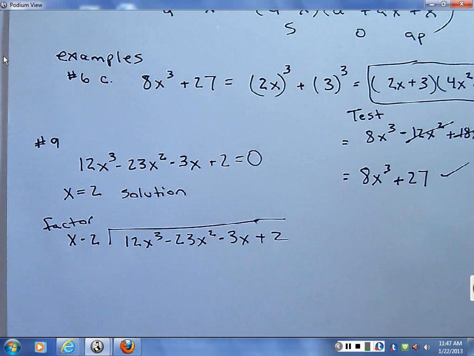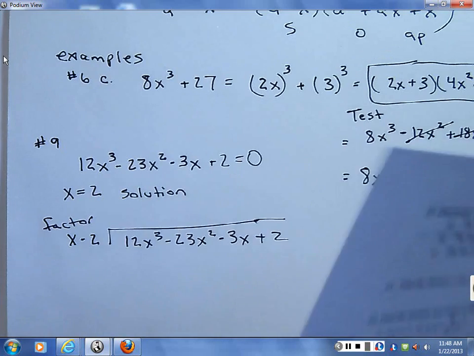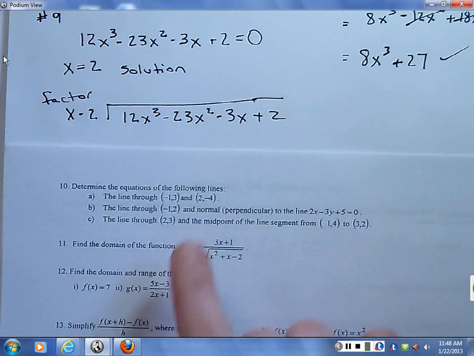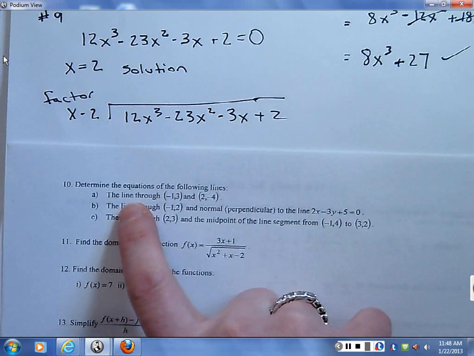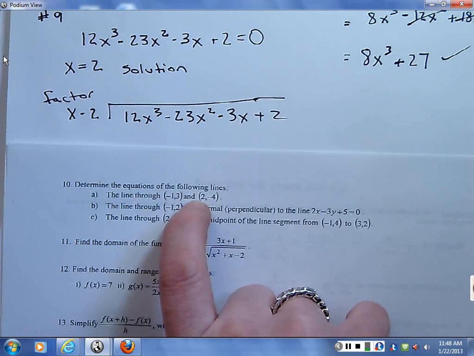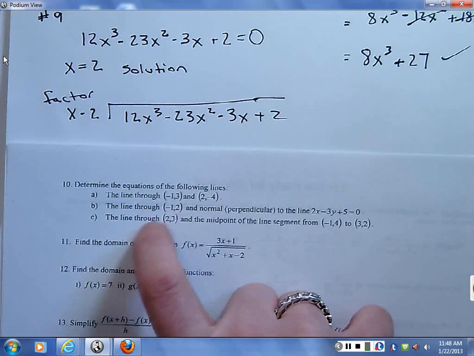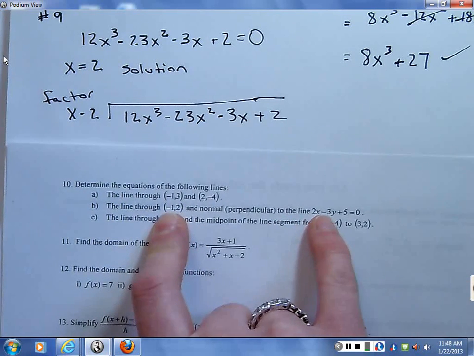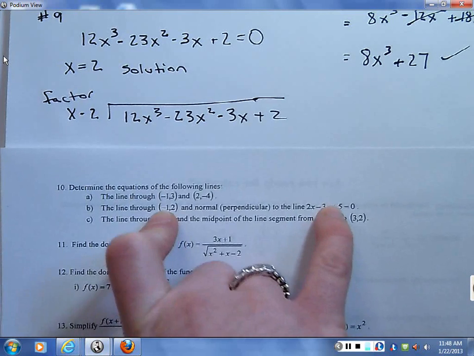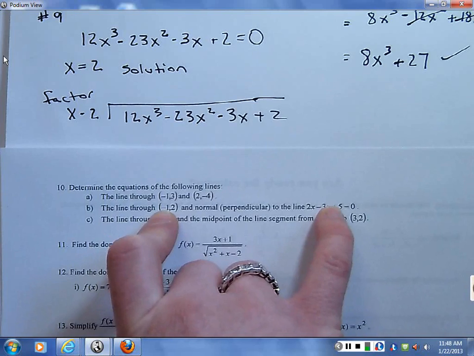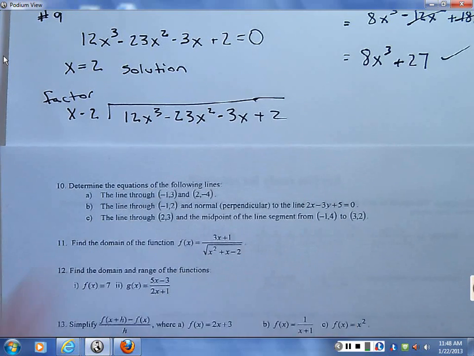All right, so the back of our review sheet here has to do with determining the equations for the following lines. A line through 2 points, right? So you can find the slope and then use point-slope form to find the equation of the line. A line through a point perpendicular to a line, so you need to solve for y here to find the slope. Perpendicular means you take the negative reciprocal to find the slope. Once you have the slope and a point, you should be able to find the point-slope version of a line, right?